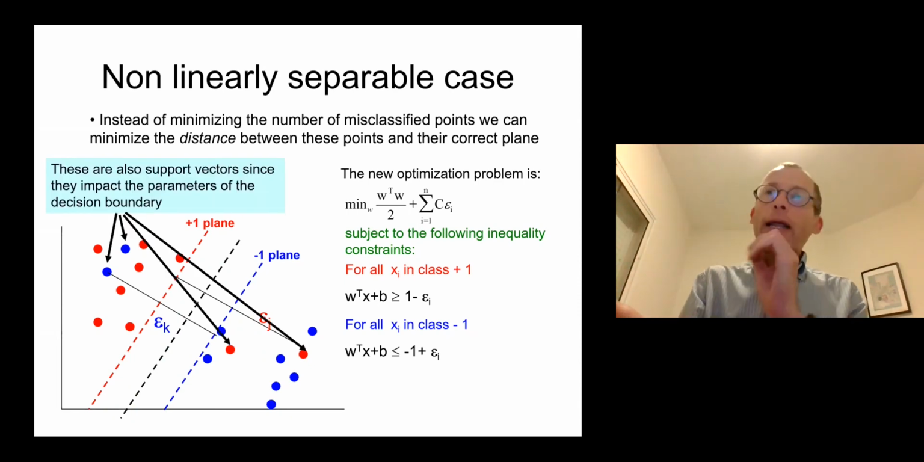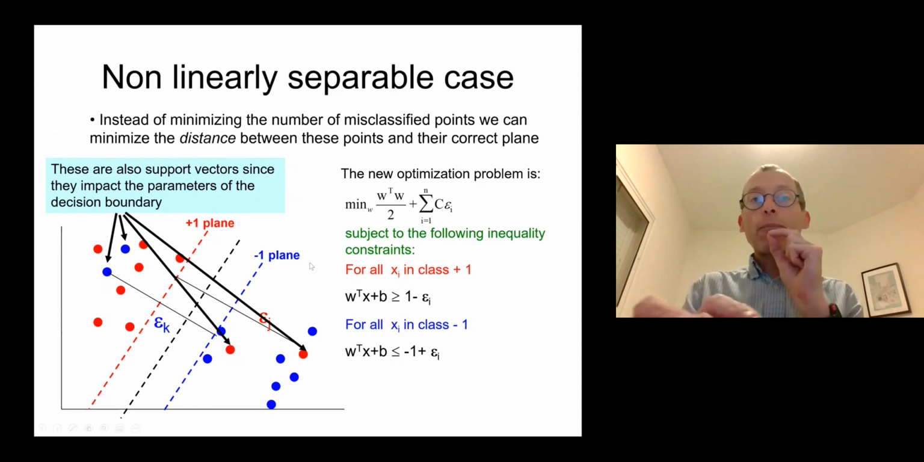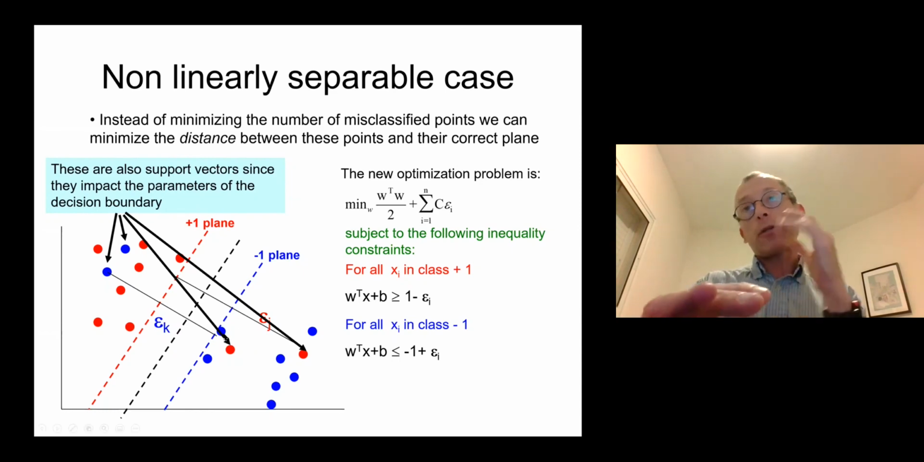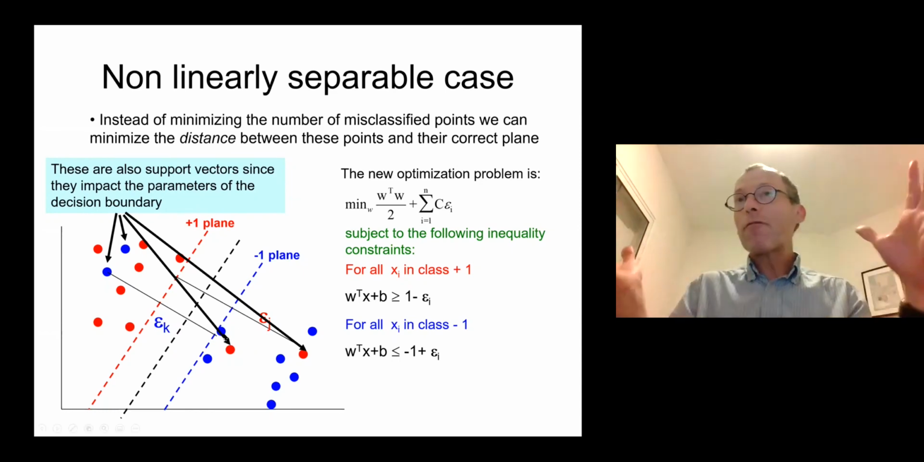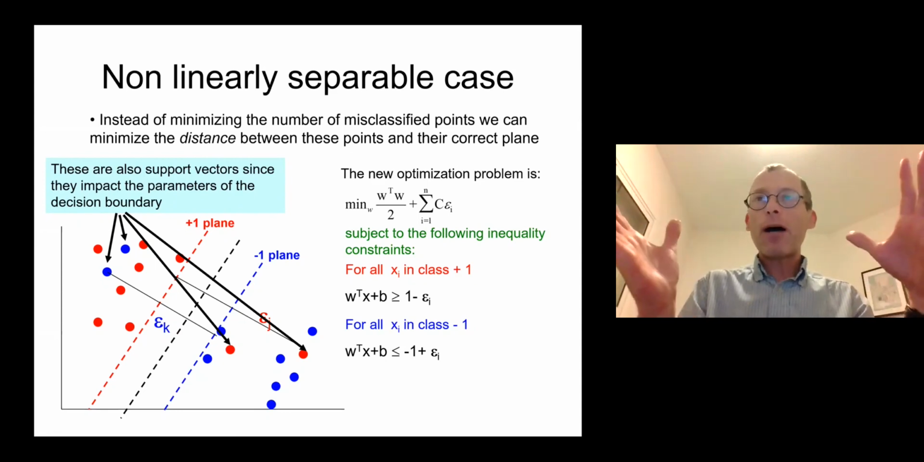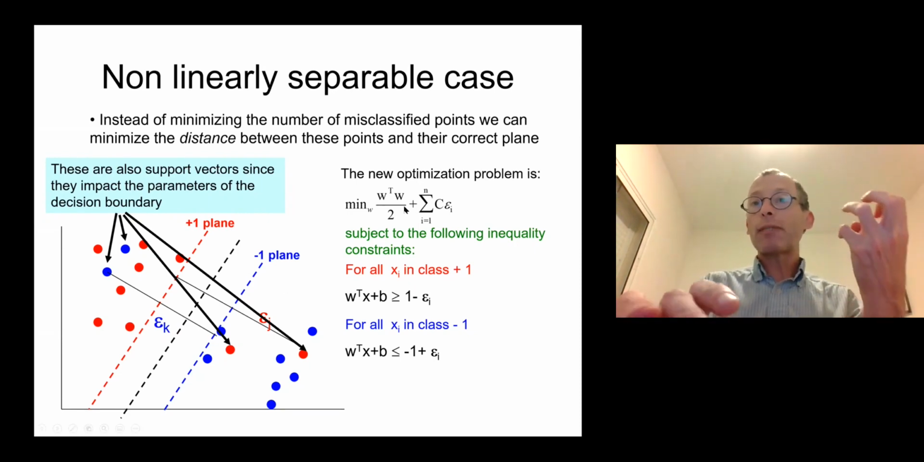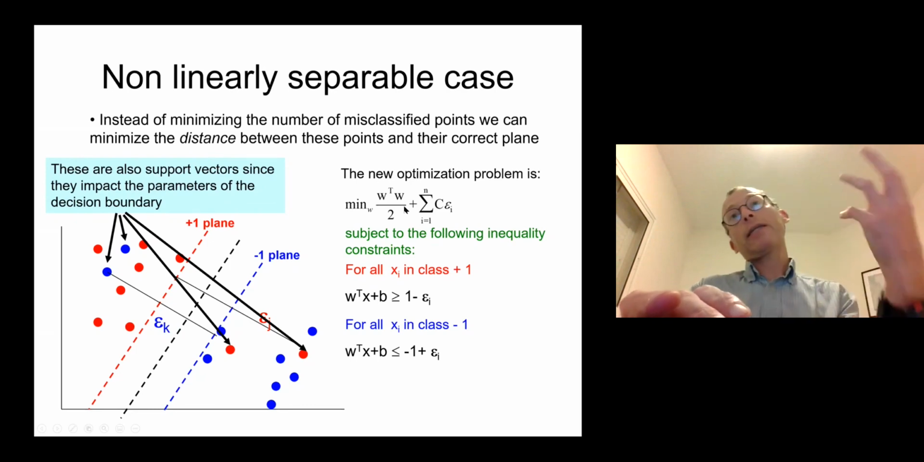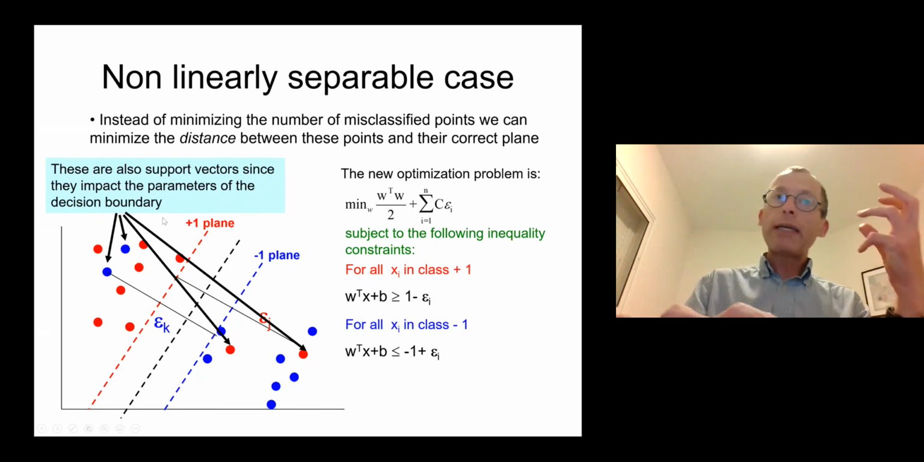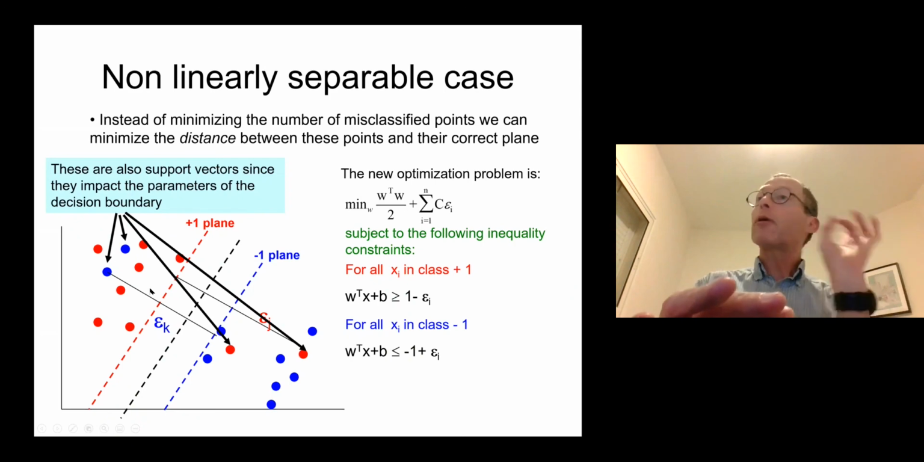Okay, one other point is that before we said points on the boundary are support vectors because they define the margin, and points away from the margin are basically not support vectors. Now we have more support vectors. All the points on which we make an error are support vectors because they are going to affect the optimization function, which in turn will change W's. So these are also now support vectors.